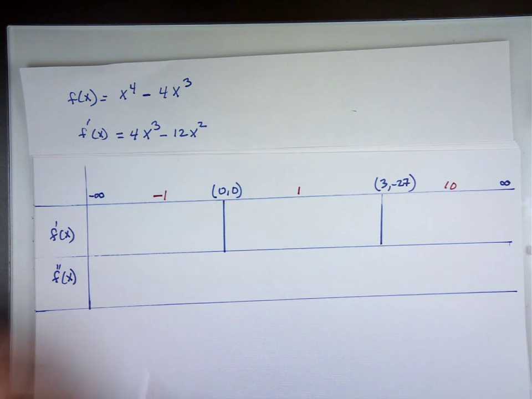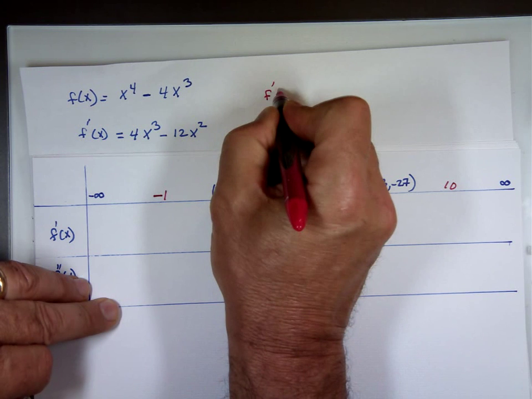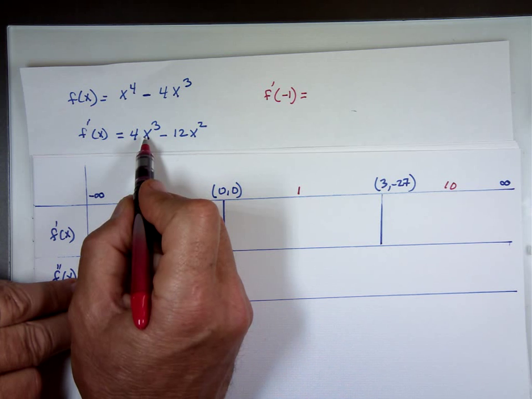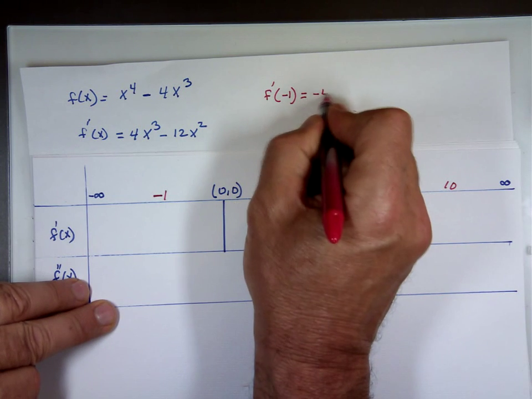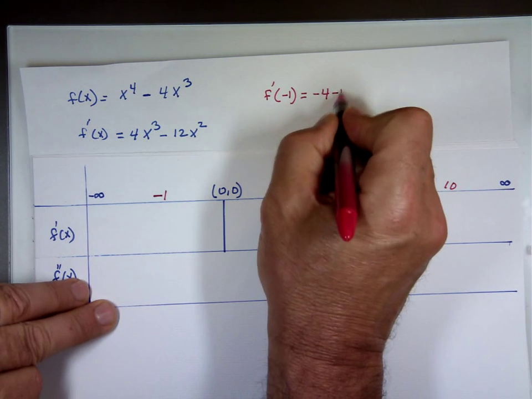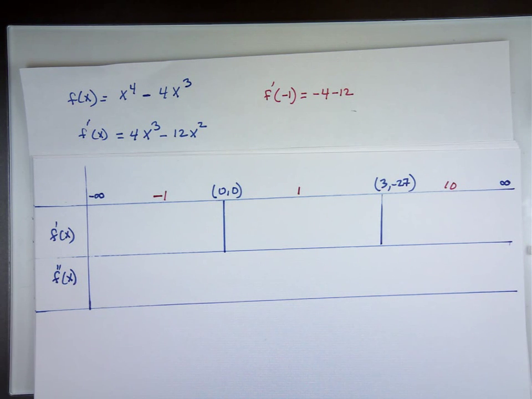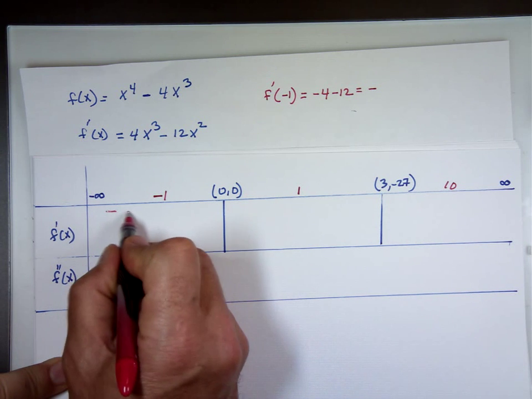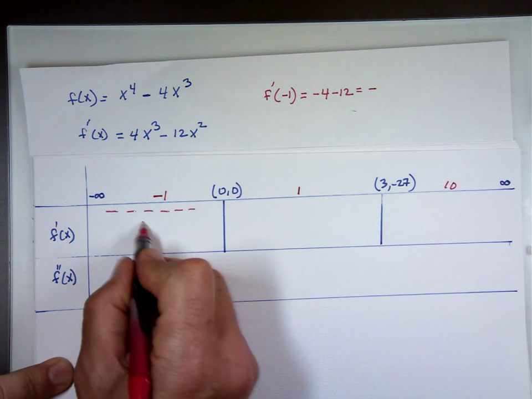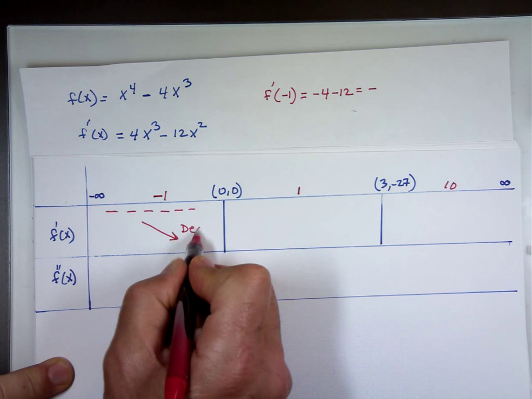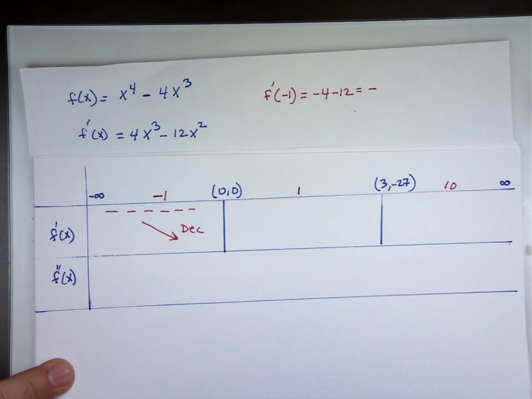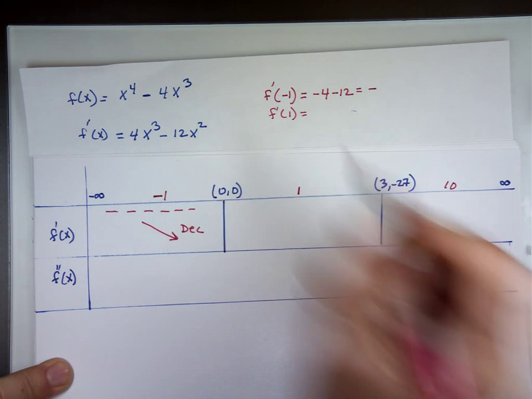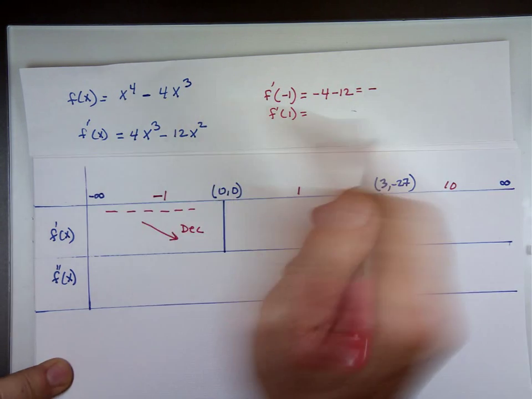What is the first derivative at negative 1? Plug it right here. That's a negative 4. That's a negative 12. Positive or negative? Negative. Decreasing. Let's try the 1. That's a 4 minus 12.